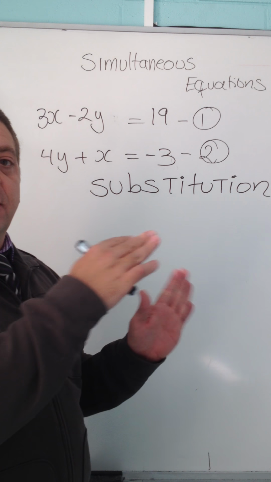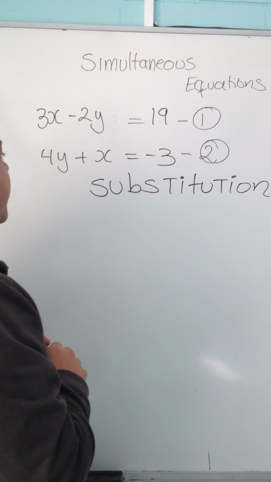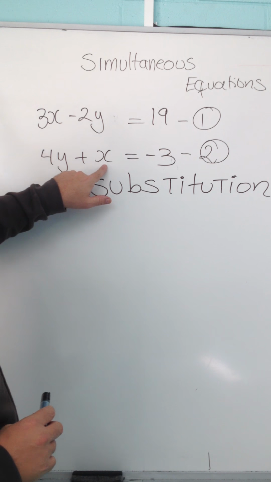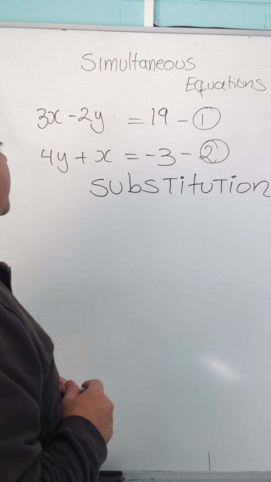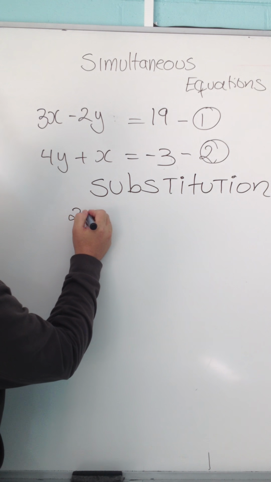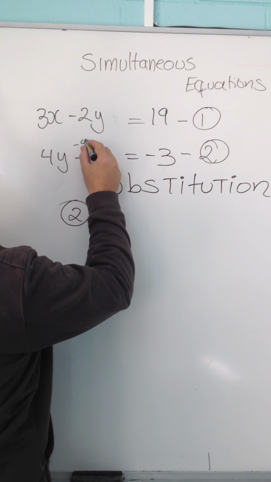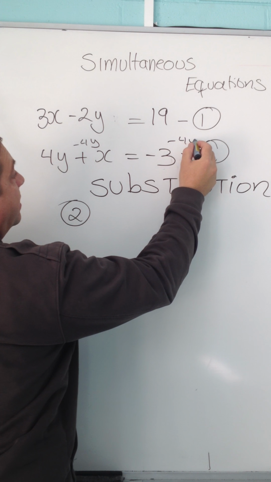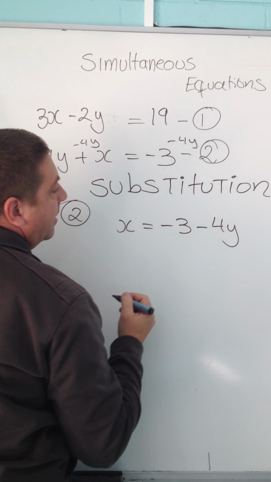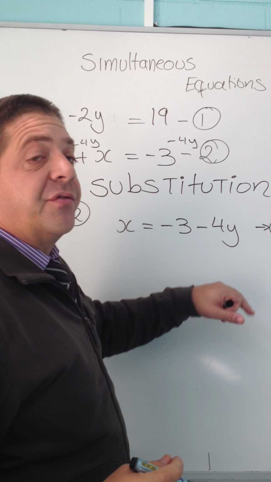You can either make x equal to something using one of the equations, or y equal to something using the other equation. So in this case, what I notice is that my second equation over here has got an x by itself. And that gives a good opportunity to actually get x equal to something quite simply. So I use equation number 2 to make x the subject, which means that if I take away 4y from either side, I'll get x equals minus 3 minus 4y. And now that becomes my new equation number 2. It's the same equation, all I've done is I've rearranged it.